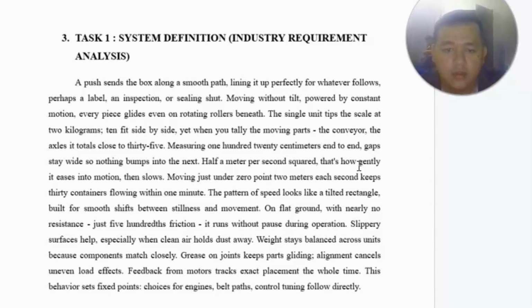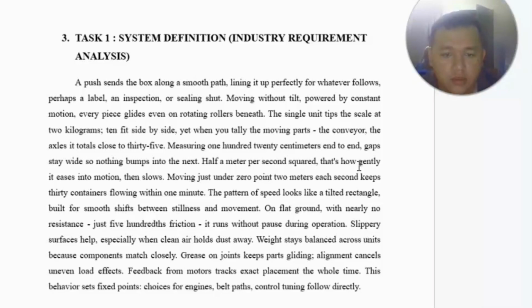Push a bolt along a smooth path, lining it up perfectly for variable flow. Perhaps a labeling and inspection or sealing stage, moving without tilt, followed by constant motion. Every piece glides evenly on rotating rollers beneath. Each unit weighs 2 kg, and the conveyor axle total is close to 35.